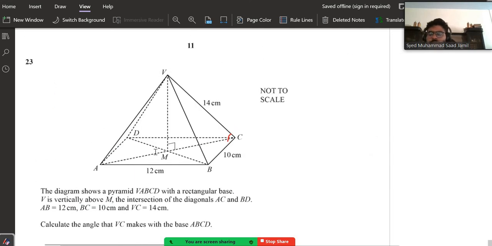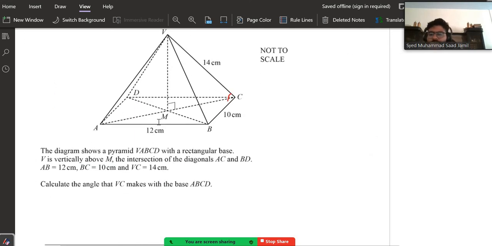Moving on to question number 23, it is saying that the diagram shows a pyramid with a rectangle base. Calculate the angle that VC makes with the base. So basically they are asking this angle. Alright, first and foremost, for this angle we need this, right? So first of all we will find this.